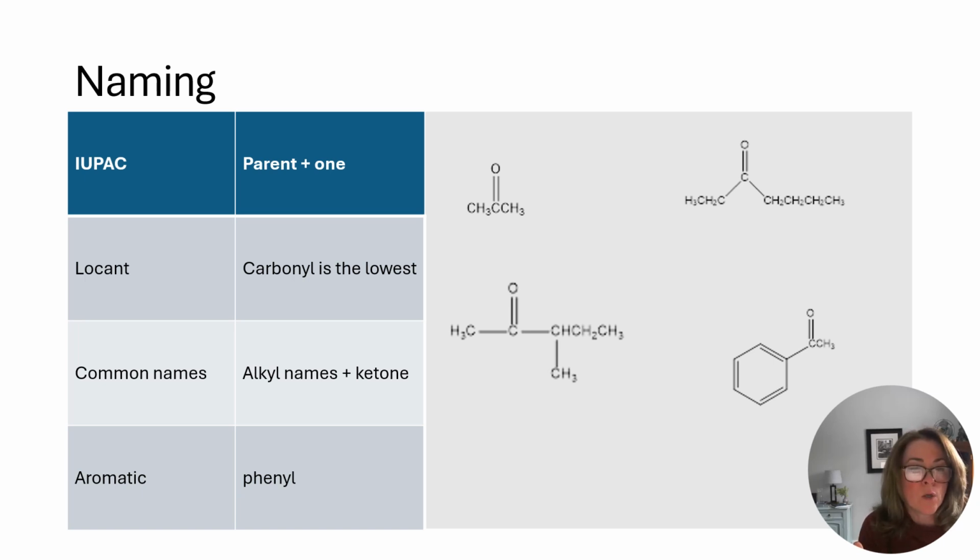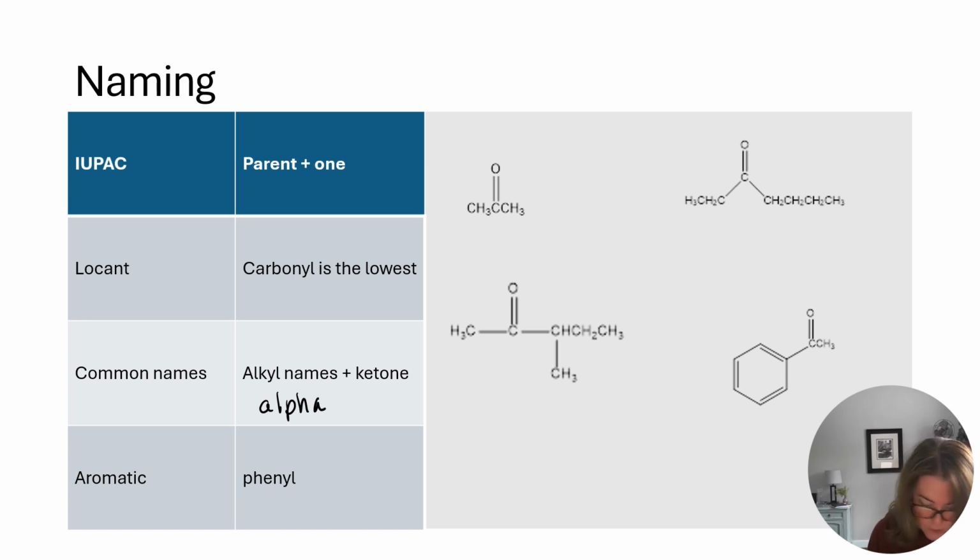So our locant, our carbonyl, has to be on the lowest numbered carbon. And then we'll talk about common names. So again, we're going to use the alkyl names plus the term ketone. Make sure these go in alphabetical order. And then we'll talk about our aromatics here in a moment.